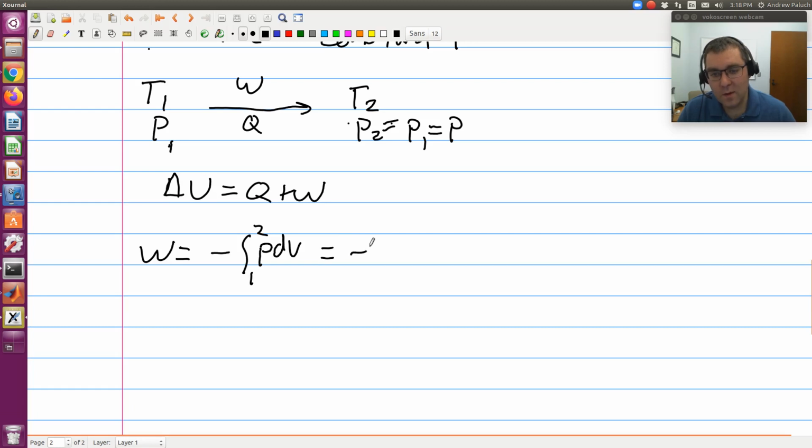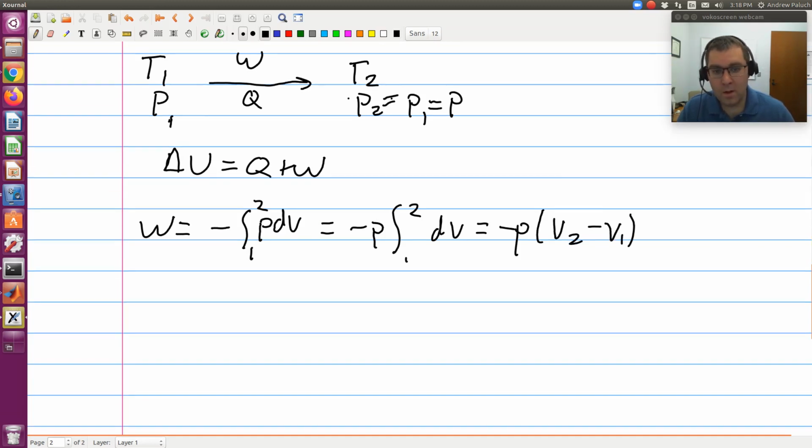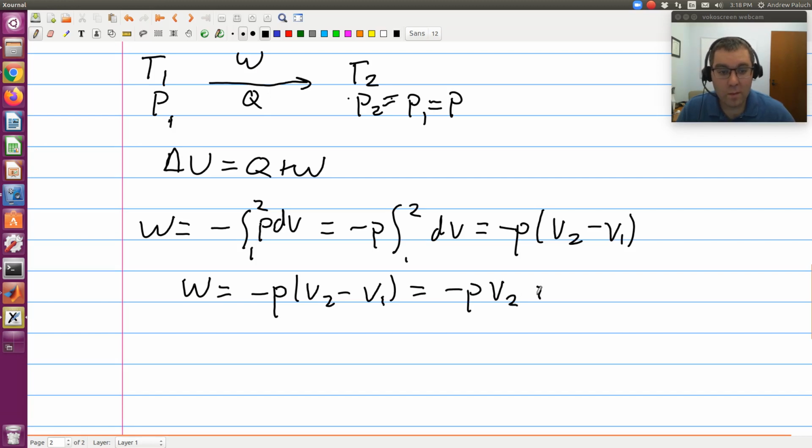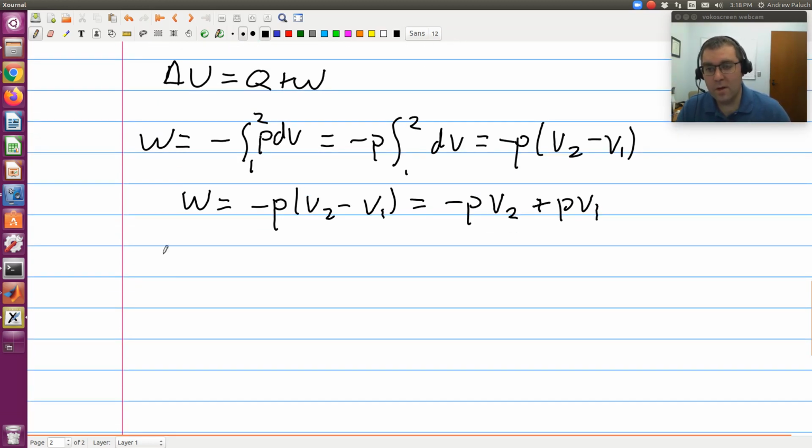P is constant, so it's negative P times the integral from 1 to 2 of dV, and that's just negative P times (V2 minus V1). So W is equal to negative P (V2 minus V1), or if I wanted to expand it out, that's negative P V2 plus P V1. All right, so now I want to do something.